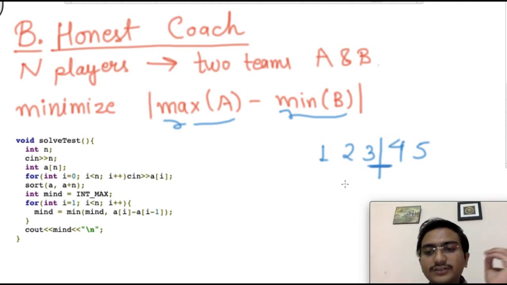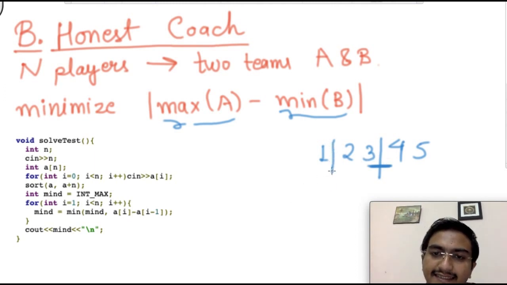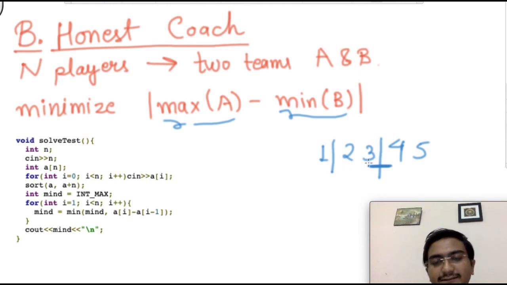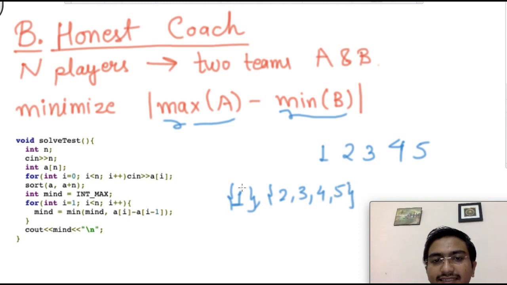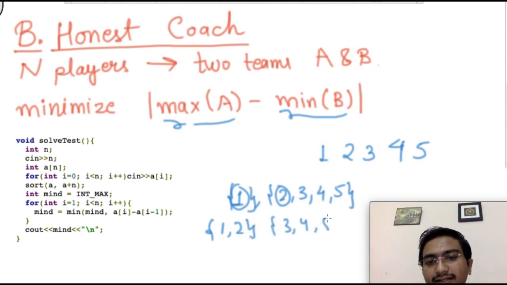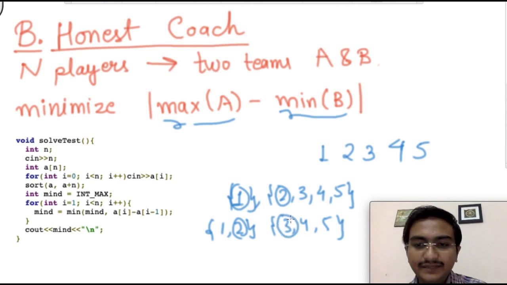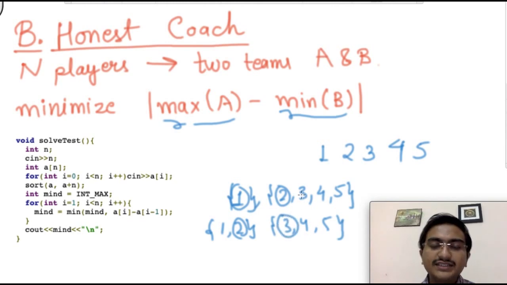So what I thought to do is, firstly sort the array and then put a separator. In this case, what teams can you have? Suppose one team is 1, and the other team is 2 3 4 5, then the max is 1 and the min is 2. The other case is 1 2 and 3 4 5, still the max is 2 and the min is 3, and the difference between them is only 1, right? So you can do any such case.